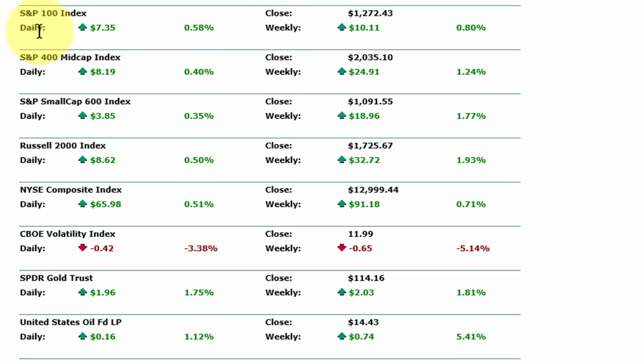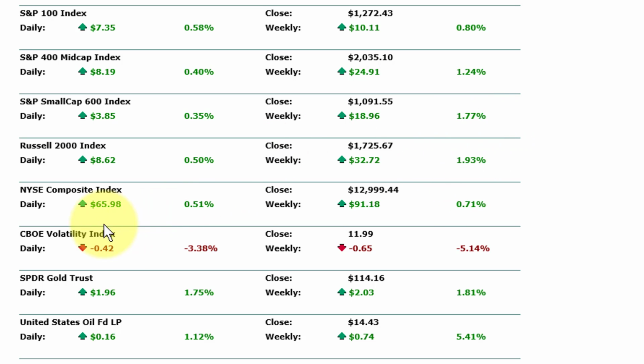Moving on to our secondary indexes, our 100 best stocks out there, shown by the S&P 100, gained 0.58% this past Friday and 0.8% this past week. Our mid caps, shown by the S&P 400 Index, gained 0.4% this past Friday and 1.24% this past week. Our small caps, shown by the S&P 600 Index and the Russell 2000 Index, two different perspectives on our small caps, gaining 0.35% and 0.50% respectively this past Friday, and gaining 1.77% and 1.93% respectively this past week.